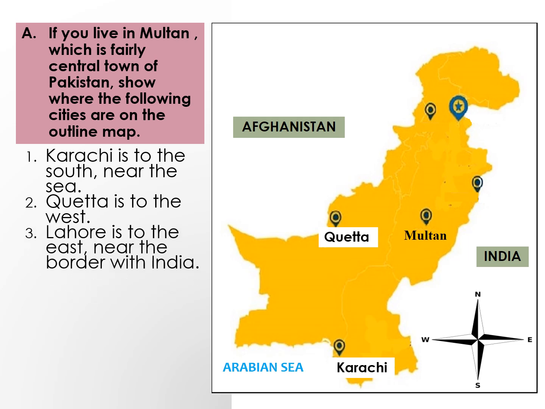Number 3, Lahore. Lahore is to the east, near the border with India. Now see, where is India? India lies in the east. So, quickly find out Lahore there.